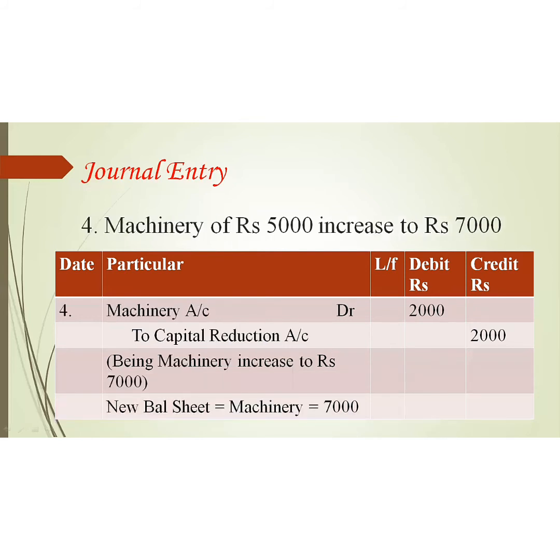Machinery of rupees 5,000 increases to rupees 7,000. Here also the word is "to". So the price of the machine has gone from 5,000 to 7,000. There is a 2,000 rupees increase. Whenever there is an increase in the value of the asset, it's a gain to the organization, and therefore, as capital reduction account, debit all the expenses and losses, credit all the incomes and gains. So here we are going to credit the capital reduction account by rupees 2,000, and the machinery account will be debited by rupees 2,000. And in the new balance sheet, the value of the machinery will be 7,000.